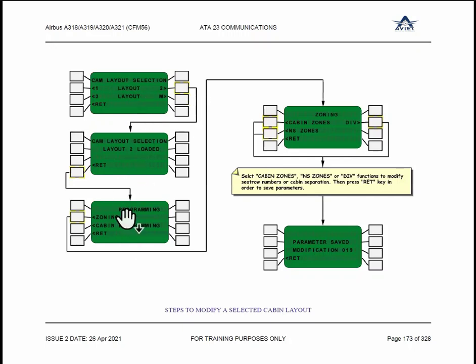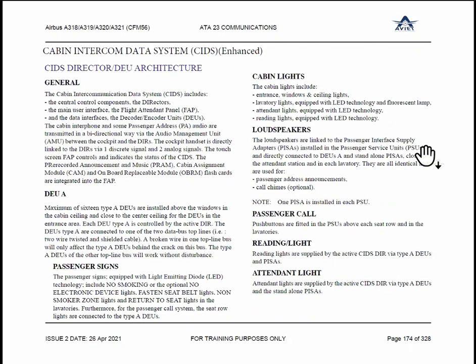When you activate the layout, either number 2 or M or whatever it is, you can do that. For cabin zoning, NS zones or division functions, to modify seat row number or the cabin separations, press the return key in order to save the parameters. So these are a couple of things which you can perform from the programming and test panel. Cabin zones, no smoking zones, PA zones are one-time configuration. Every day you will not do them. One-time things.